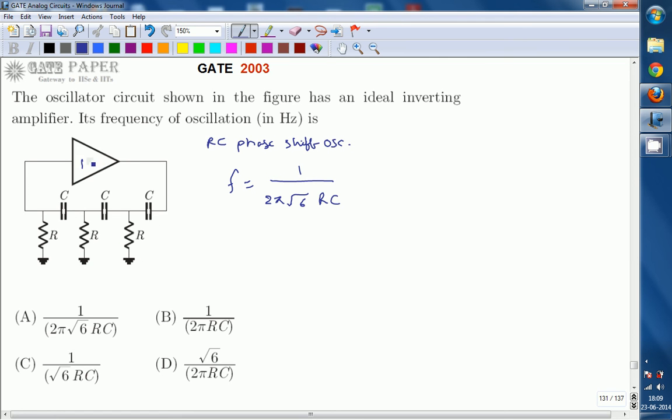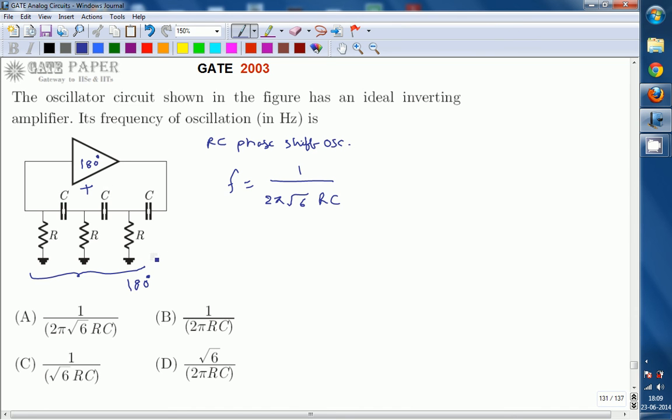This amplifier is given as an ideal inverting amplifier, providing 180 degrees, and these three RC networks together provide one more 180 degrees, so that the total phase shift provided by this oscillator circuit is 0 degrees or 360 degrees. That is the important phase criterion of Barkhausen that has to be satisfied to produce sinusoidal oscillations.